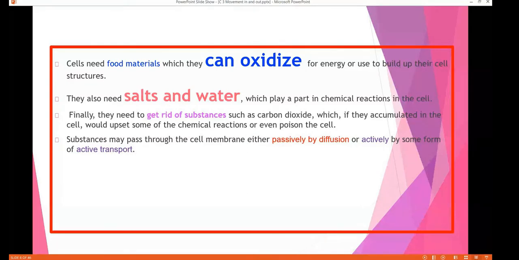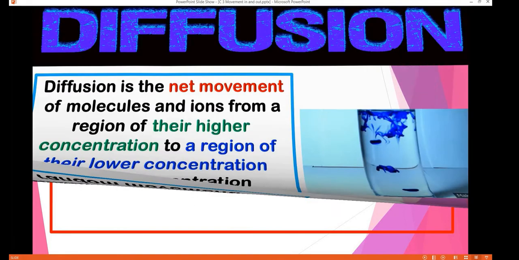Cells need food materials which they can oxidize for energy or use to build up their cell structures, right? They also need salts and water which play a part in chemical reactions in the cell. Finally, they need to get rid of substances such as carbon dioxide, which are waste products. Do you think carbon dioxide is the waste product in plants or in animals? In animals. If it gets accumulated in the cell, it would upset some of the chemical reactions or even poison the cell. All right.